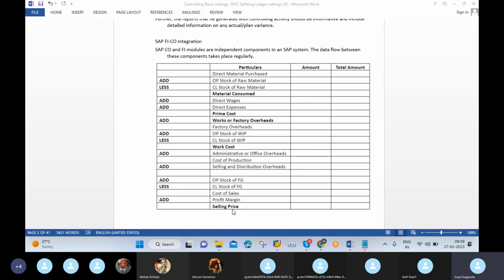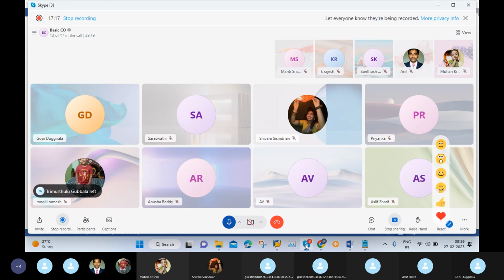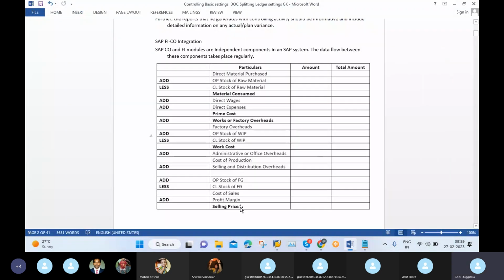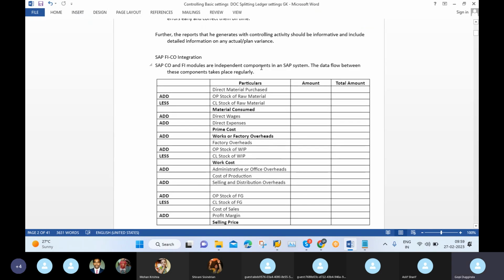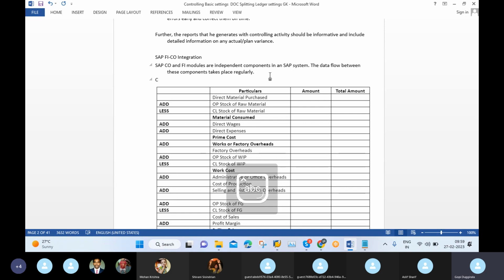See, if you consider any one selling price, how do we get it? Regularly, this is what we call a cost sheet. Can anyone have any idea regarding this cost sheet?